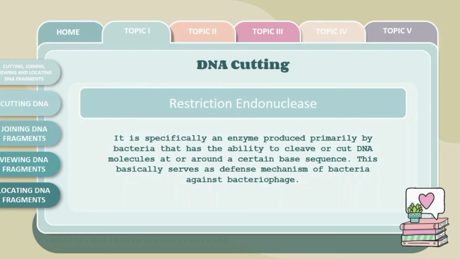for the first topic. In the year 1963, two enzymes were isolated which are responsible for restricting the growth of bacteriophage in E. coli. The first enzyme is capable of adding methyl groups to DNA, while the second one can cut DNA, which they call restriction endonuclease. Restriction endonuclease is specifically an enzyme produced primarily by bacteria that has the ability to cleave or cut DNA molecules at or around a certain base sequence. It is also called restriction enzyme, which serves as a defense mechanism of bacteria against bacteriophage.